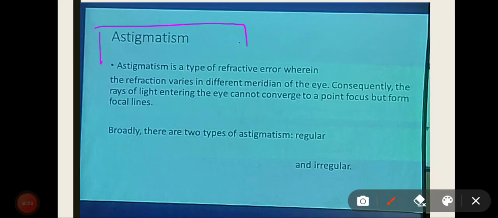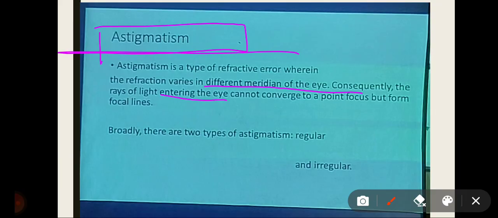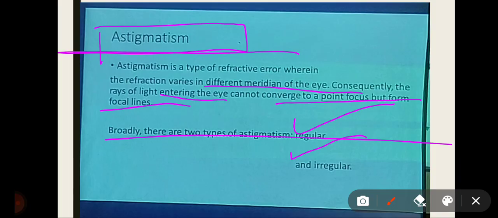Next, our next refractive error is astigmatism. Astigmatism is a type of refractive error wherein the refraction varies in different meridians of the eye. Consequently, the rays of light entering the eye cannot converge to a point focus but form focal lines. Broadly, there are two types of astigmatism. One is regular and another one is irregular.